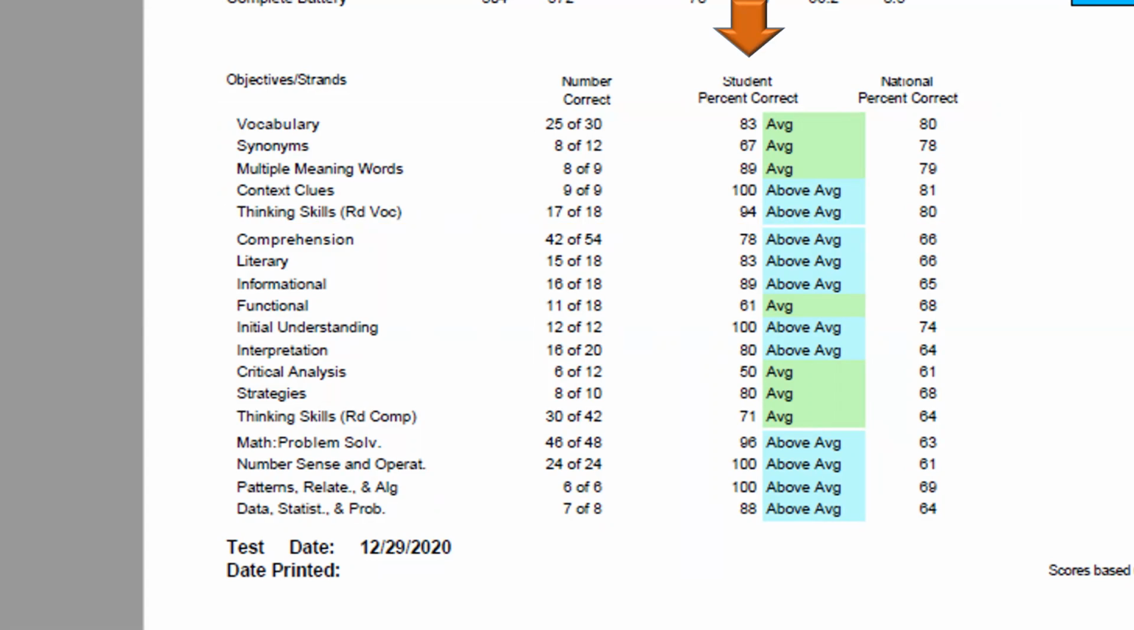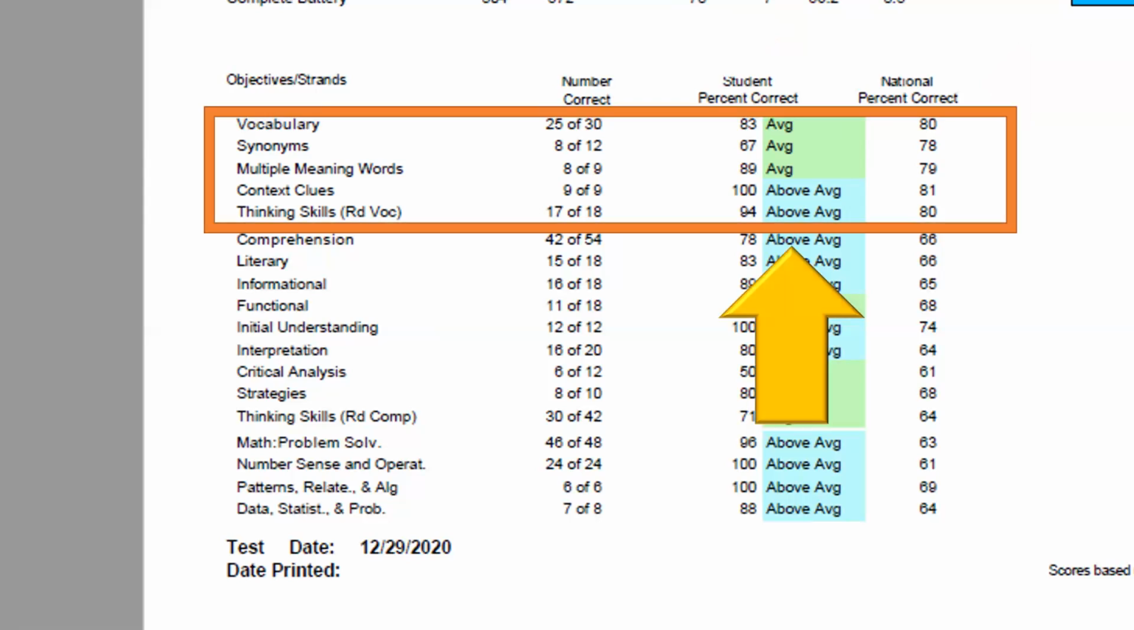The student percent correct is the number of questions the student answered correctly divided by the total number of questions. This is then compared to the national percentage correct and is given a category of below average, average, or above average. Here, the student scored average in vocabulary but above average in thinking skills for vocabulary. Using this part of the results page can help you find outliers that you can focus on with your student for the next school year.